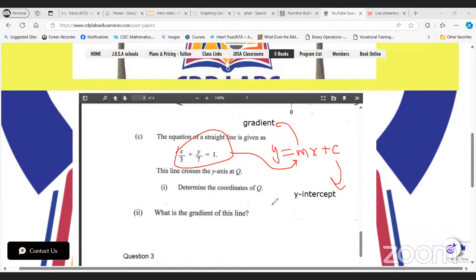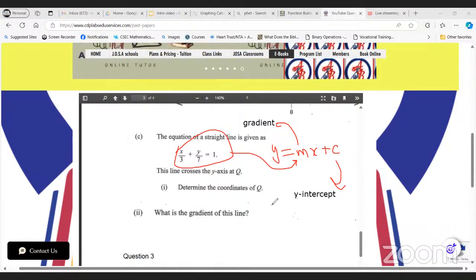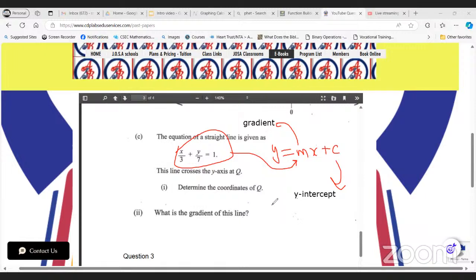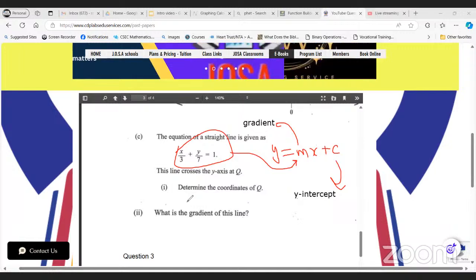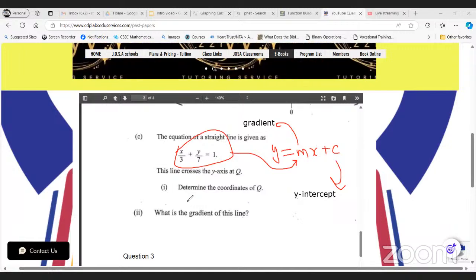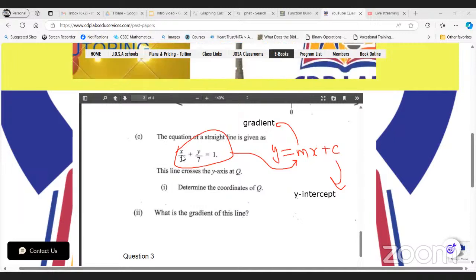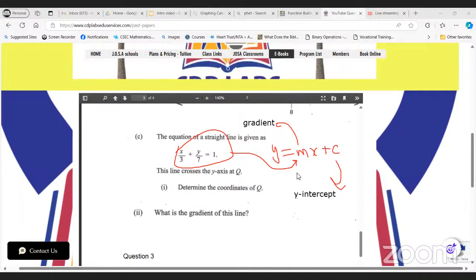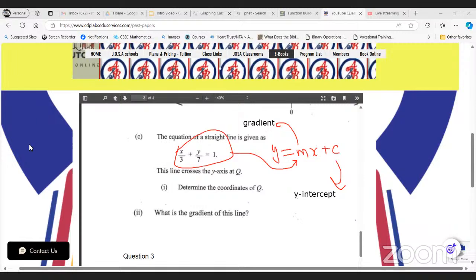What do we mean by the coordinates of Q? It's a point which has two values, the x value and the y value. So let's look at that then. We're going to rewrite this expression to look like this. All right, let's see how that is done.